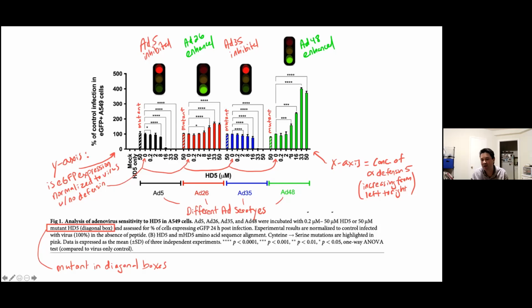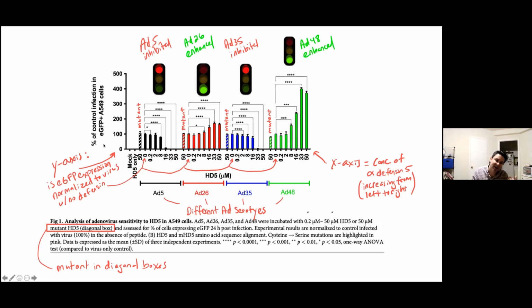And now I can make an assumption that the researchers used 50 micromolar of mutant HD5 in that one experimental condition. Also, everything here is color coded, but don't feel like you're restating the obvious. It's okay to restate the obvious. And I wrote down literally the different Ad serotypes: Ad5, Ad26, Ad35, and Ad48. So now we have a pretty good understanding of what's on the X-axis. Let's move to the Y-axis.